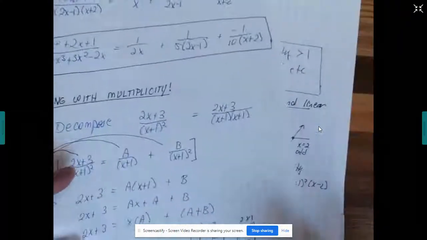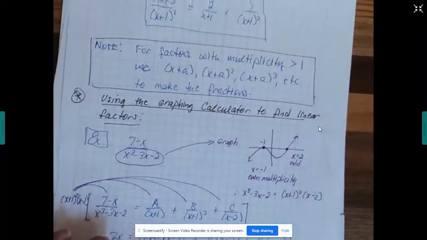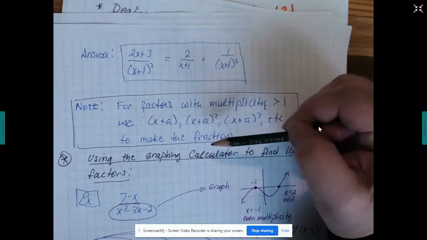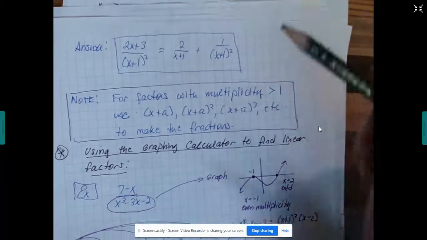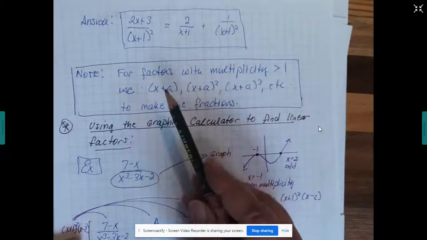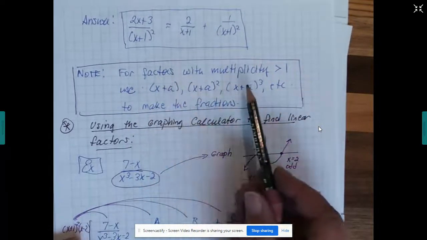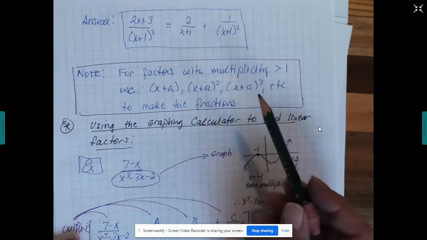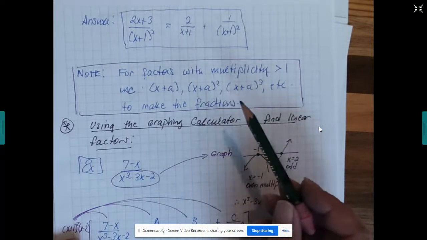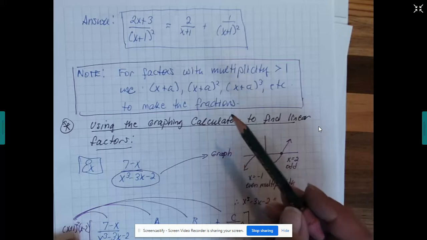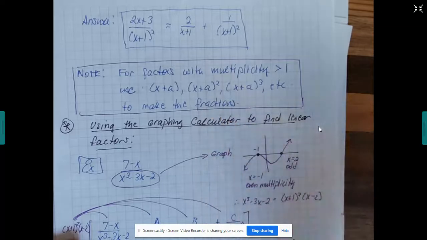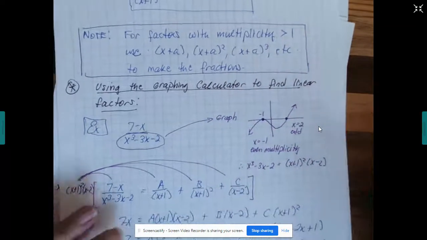So you get your final answer, plug in your a and your b. Okay. That's just what I was talking about. If you have x plus a to the fifth power, it's 1 over x plus a, whatever, a over x plus a, b over x plus a squared, plus c over x plus a cubed, all the way to x plus a to the fifth.